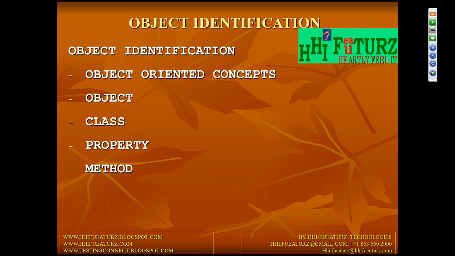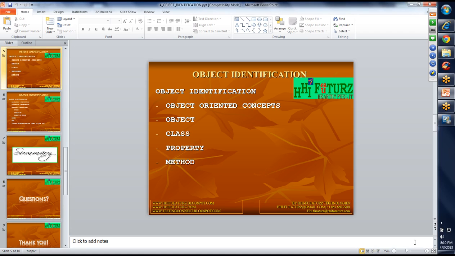An independent entity you consider as an object. Each and every entity has some properties. Some objects may have some common properties, so those objects with similar properties you consider as a class. So this is your object and class. Then property and method, I will tell you in the same way.